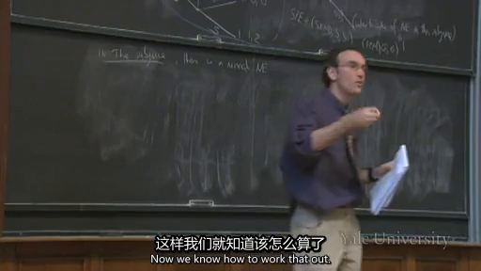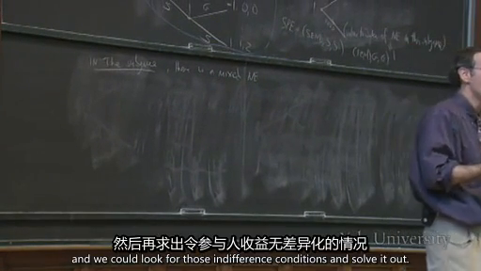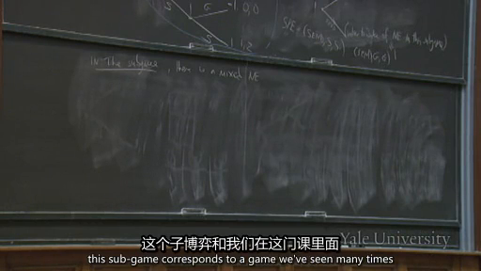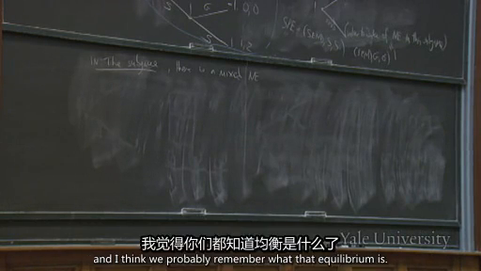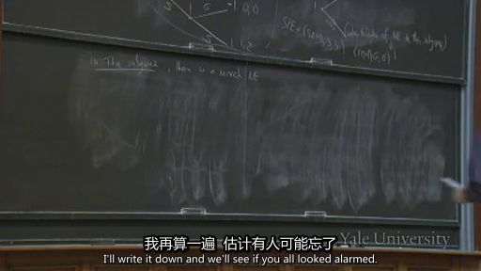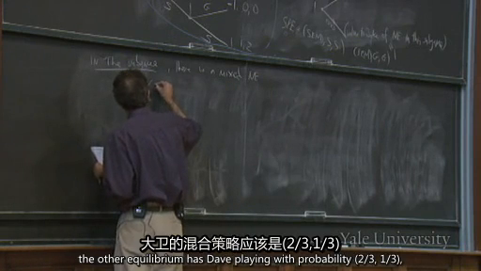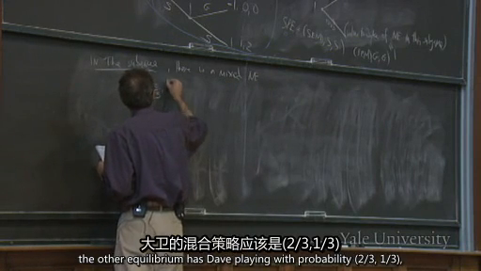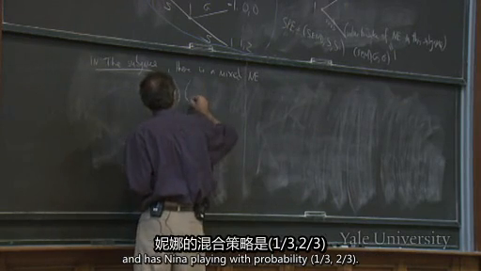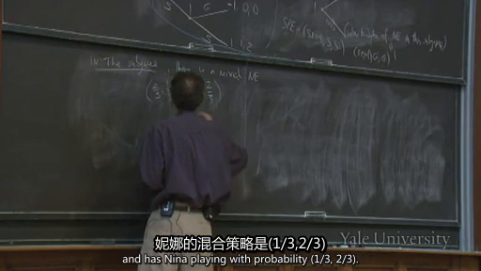All right? Now we know how to work that out. We could write down a P and a Q, and we could look for those indifference conditions and solve it out. But this subgame corresponds to a game we've seen many times in this class so far, and I think we probably remember what that equilibrium is. Is that right? I do anyway. So let's see if you remember it as well. I'll write it down, and we'll see if you all look alarmed. So I claim the other equilibrium has Dave playing with probability 2/3, 1/3, and has Nina playing with probability 1/3, 2/3.